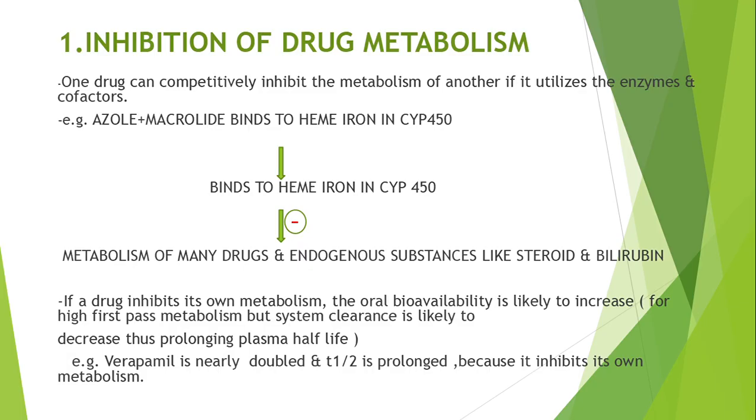So if a drug inhibits its own metabolism, the oral bioavailability is likely to increase for high first-pass metabolism drugs, but systemic clearance is likely to decrease, thus prolonging plasma half-life. For example, the bioavailability of verapamil is nearly doubled and its half-life is prolonged because it inhibits its own metabolism.